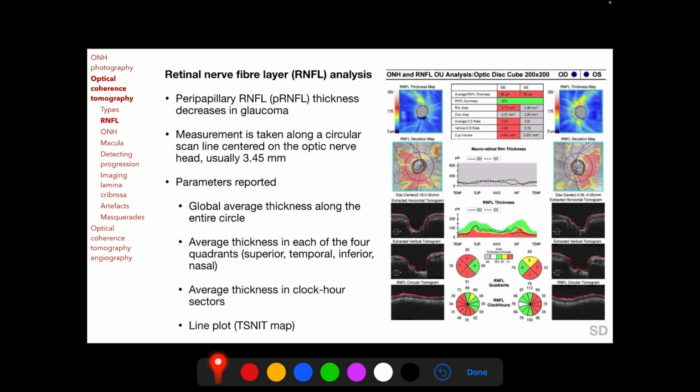And also the zones of the normative data are shown, with the green zone representing the normal range of RNFL thickness along this circular line and the red zone representing RNFL thickness below normal values. There is a yellow zone between the green and the red zone which represents borderline thickness of the RNFL.